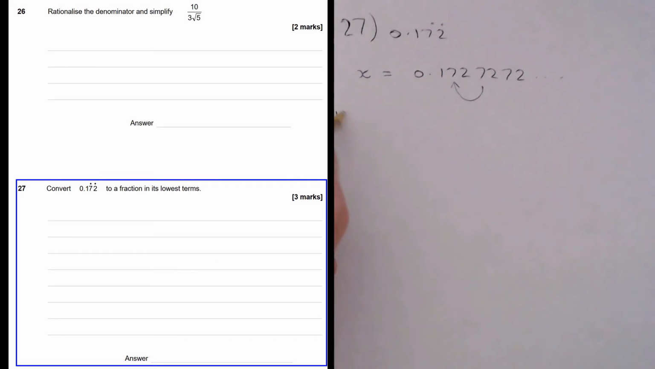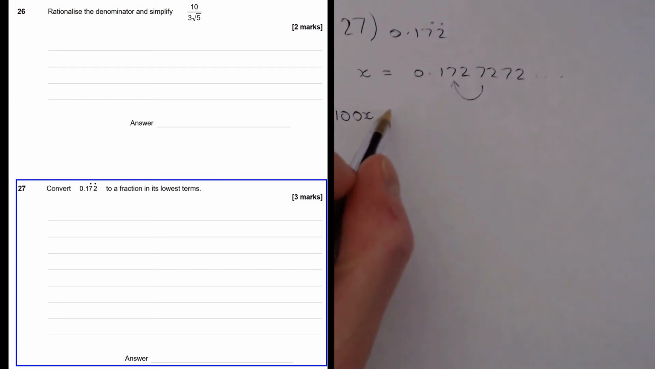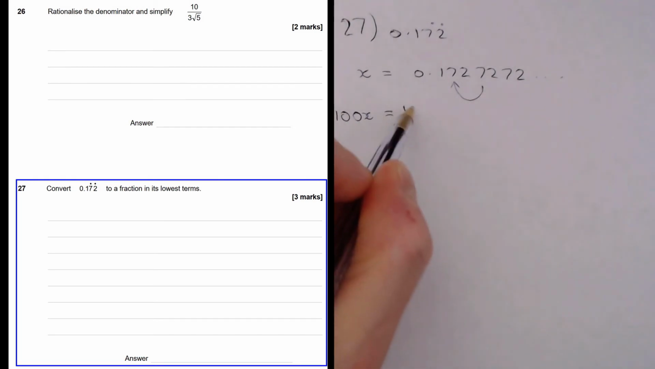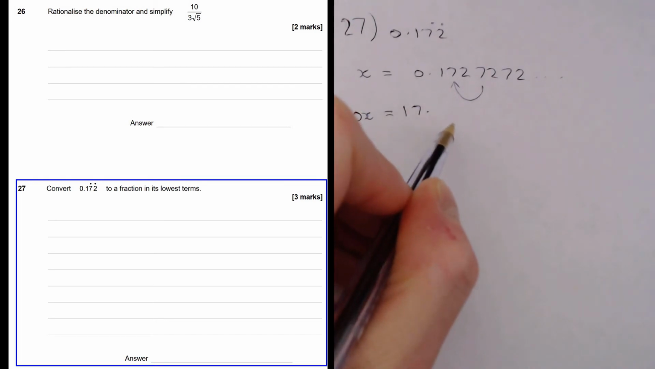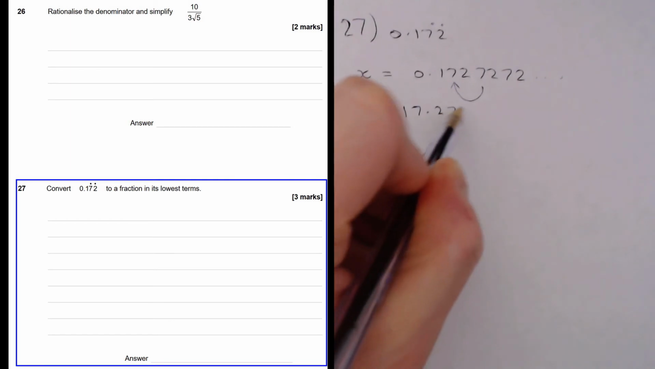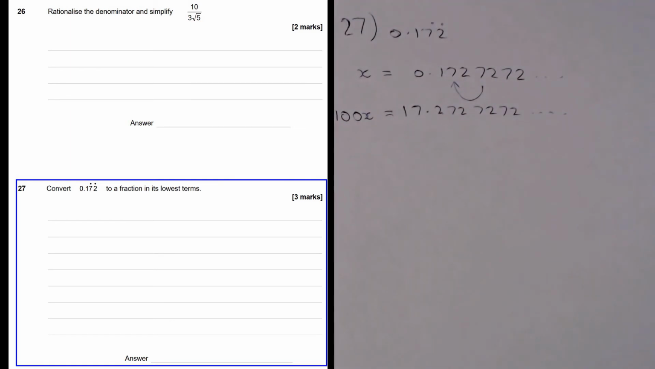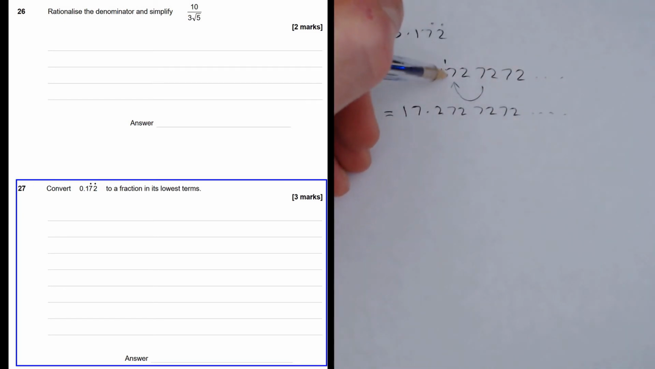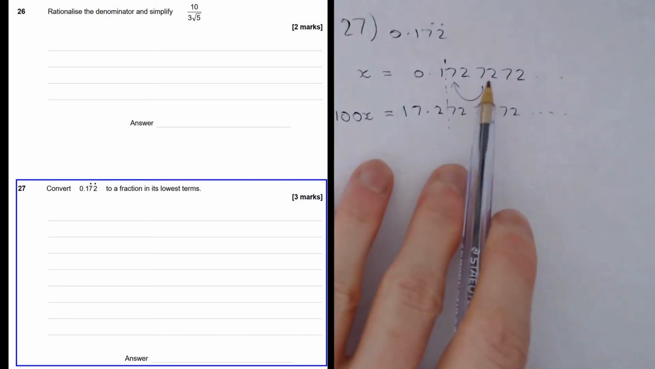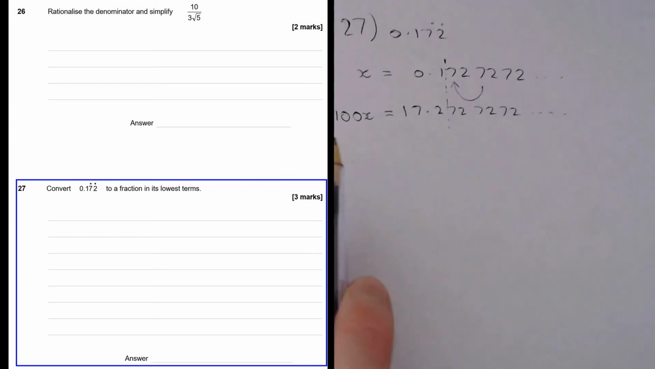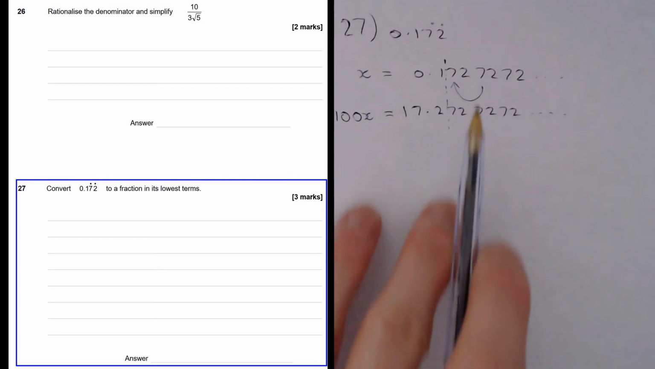So let's do that. If x equals 0.1727272, then 100x is going to equal, we need to multiply this by 100, so we're going to get 17 point, and then we're going to get 2, 72, 72, 72, dot dot dot. Now notice that everything to the right of this 2 here is the same. So if I just put in a dotted line there, can you see that the tail end of these decimals are identical? So when we take these numbers away from each other, this bit disappears.